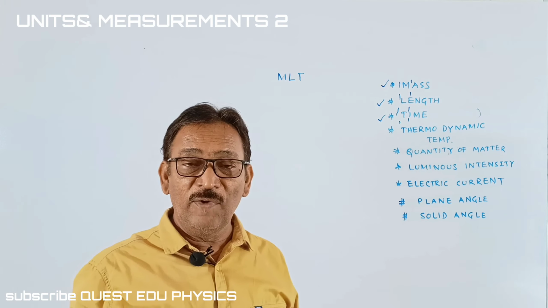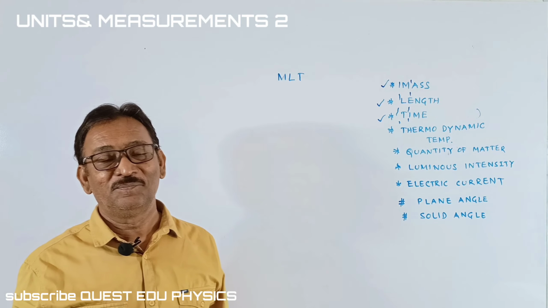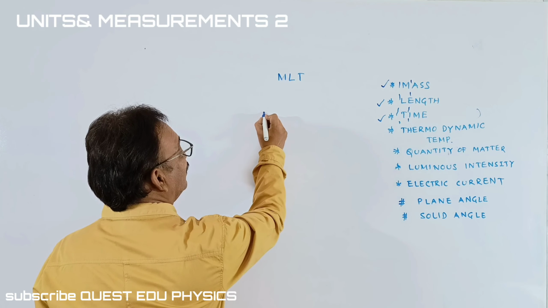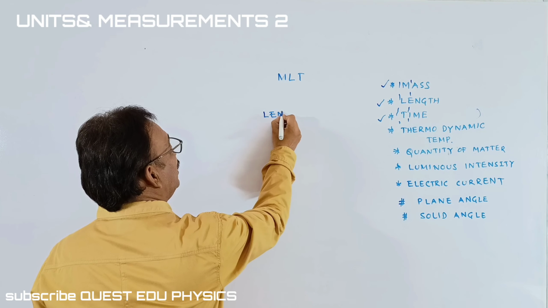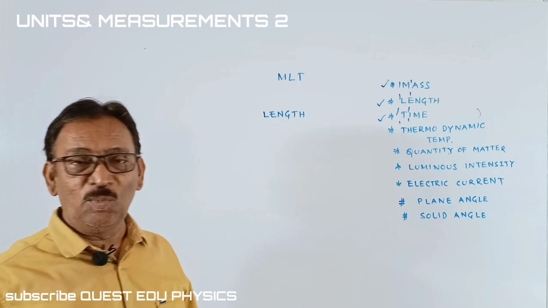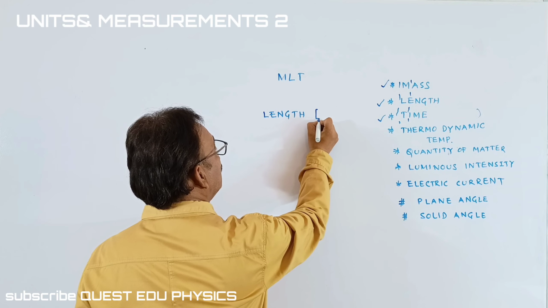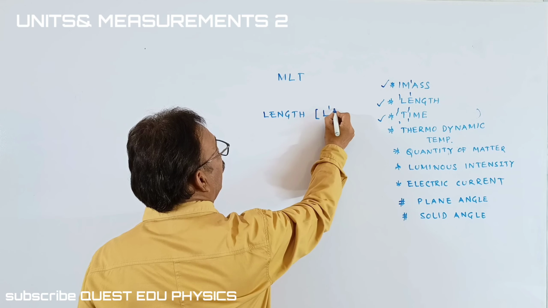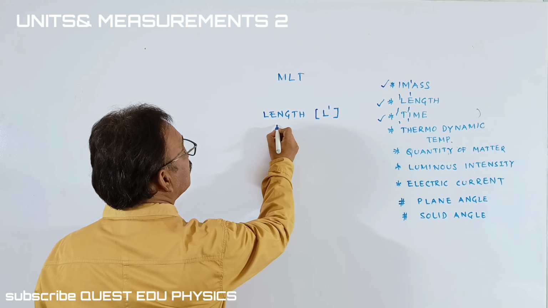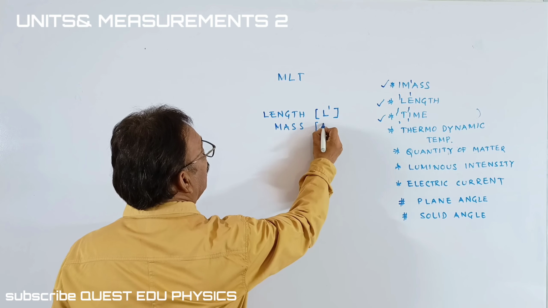And we have to learn how to arrange these physical quantities to get a dimensional formula. First, we are taking the length. What is length? It's a measure between two points. Length is written as L power 1. In the same way, we have to write the mass. Mass can be written as M power 1.